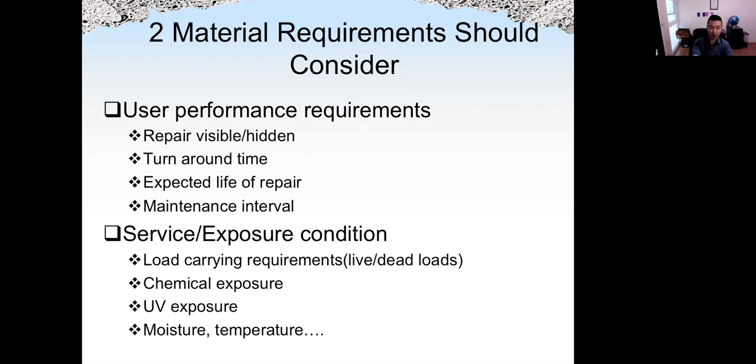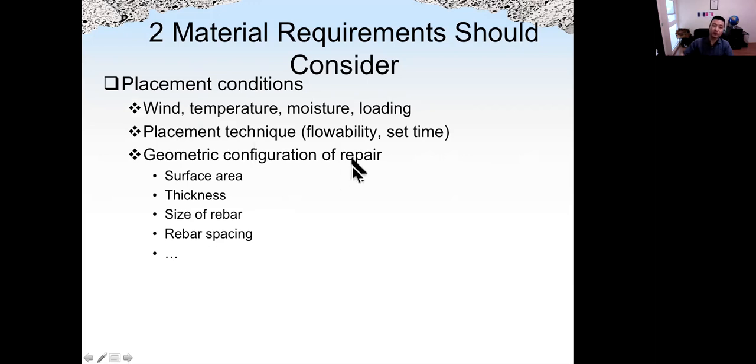Like load carrying requirements, including both the live and dead load. If there's any chemical exposure to the repair materials, UV exposure, moisture and temperature requirements. So all these conditions need to be considered. Placement conditions: the wind, temperature, moisture, and loading around the structures. Placement techniques, which are controlled by the flowability requirement for the repair materials, how fast you want the repair material's setting time, and geometric configuration of the repair.